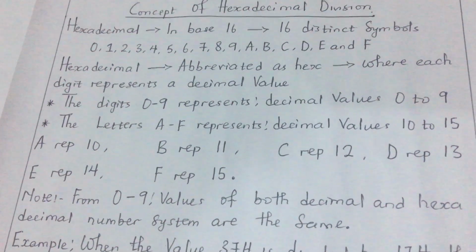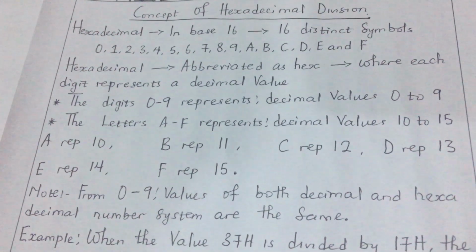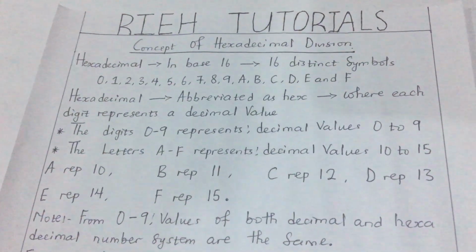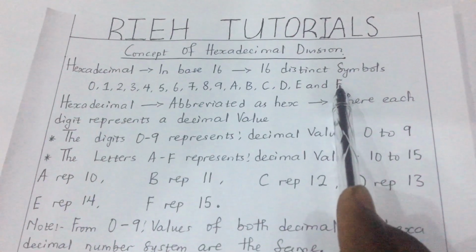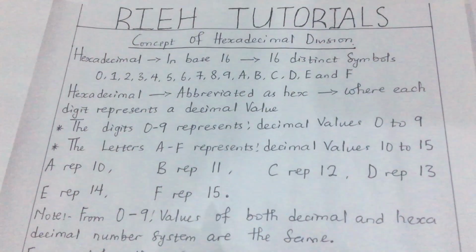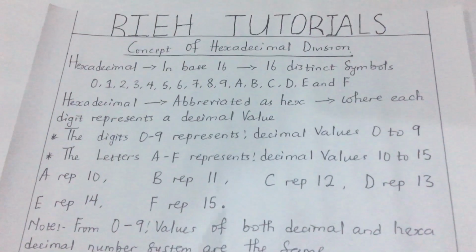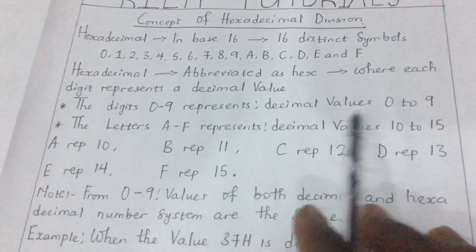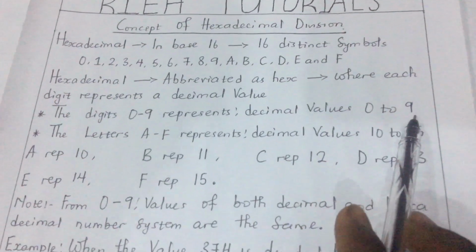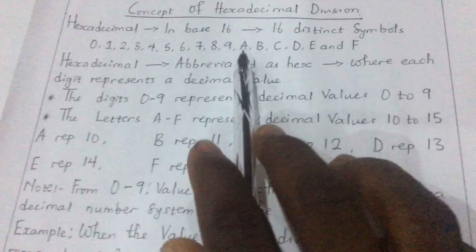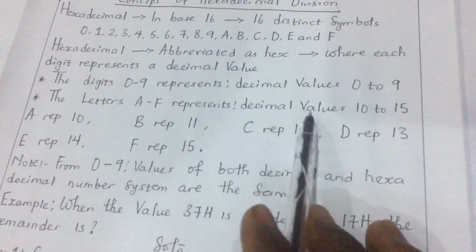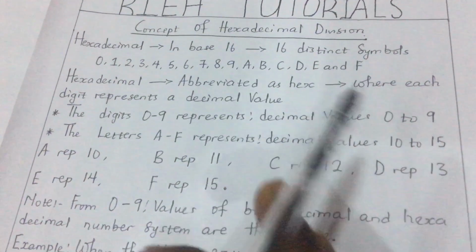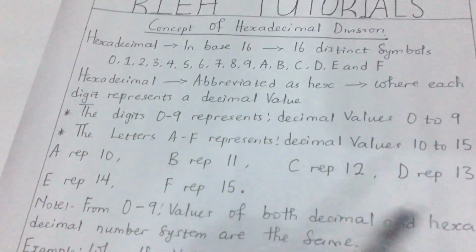Or let's say hexadecimal numbers are numbers in base 16, and these numbers constitute 16 distinct symbols or values ranging from 0 to F. Hexadecimals can be abbreviated as X, where each digit represents a decimal value. The digits from 0 to 9 represent decimal values 0 to 9, and the letters A to F represent decimal values 10 to 15. That is, this A to F is the hexa, and this 0 to 9 is the decimal.